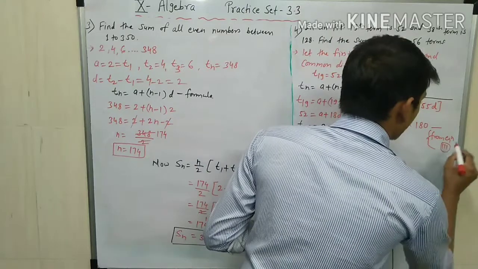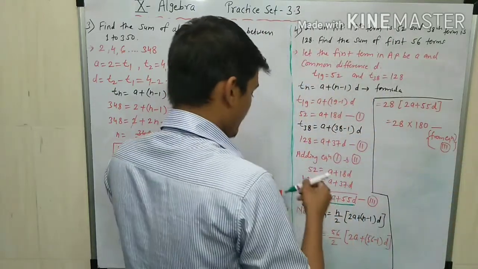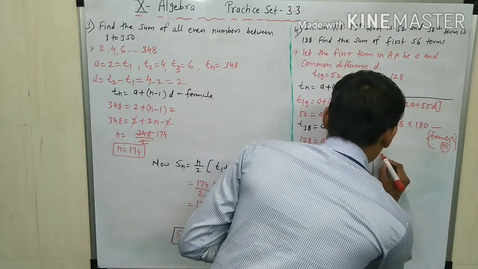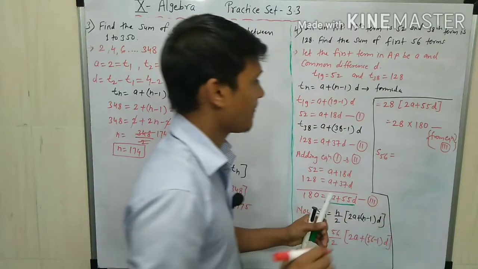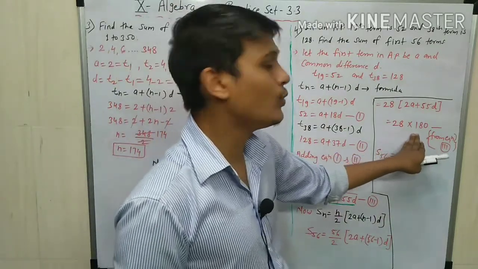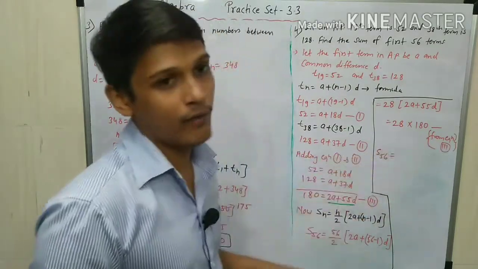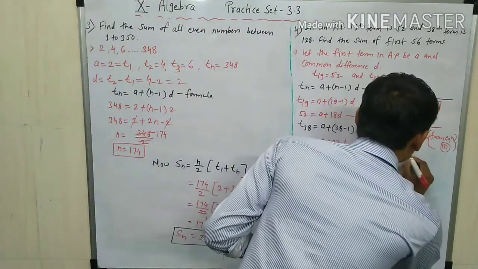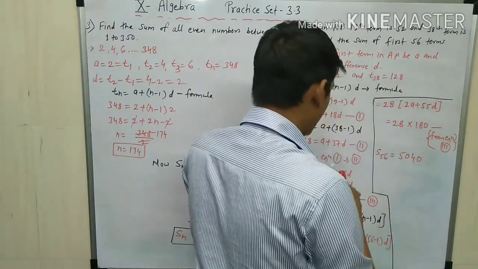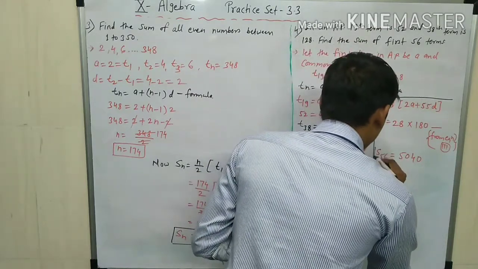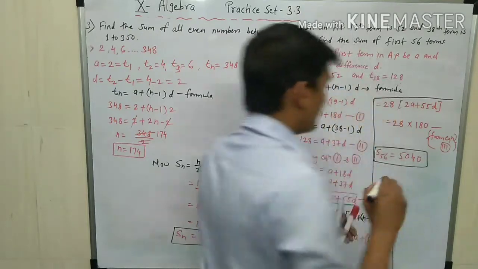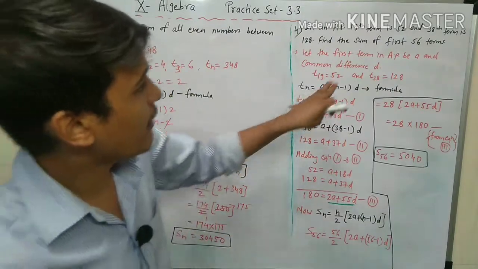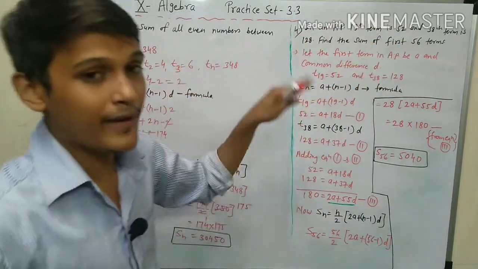From equation 3, S56 is equal to 28 into 180. 28 into 180 is equal to what? 5040. This is your final answer. S56 is equal to 5040. Understood? Now we can write here the sum of the first 56 terms is 5040.